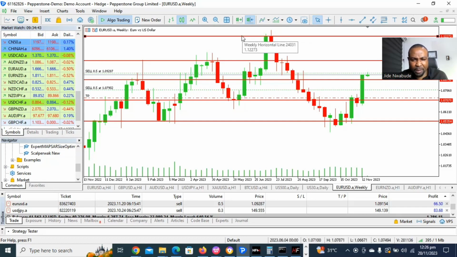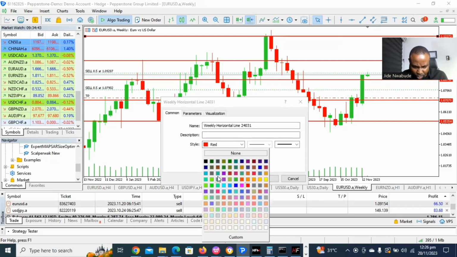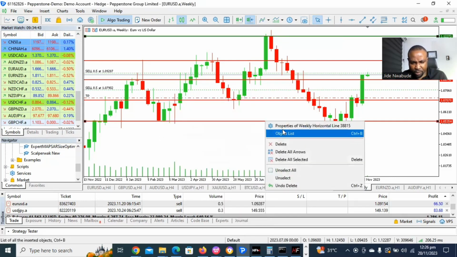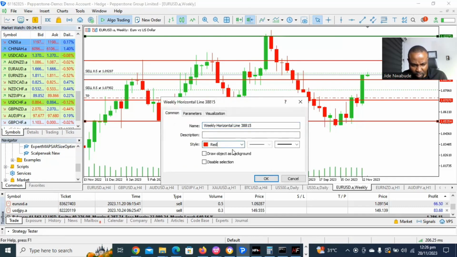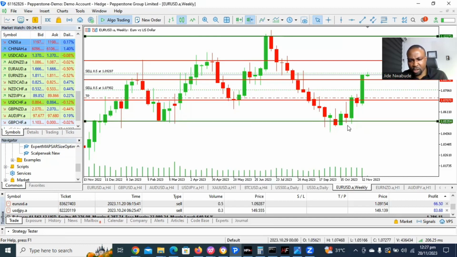Maybe I should color them, give them a separate color. Let me use a separate color. I use green. And then here I use green too. So those two regions, these two supports and resistance are the strongest. Yes, price has broken here, has broken here, has broken here. It doesn't mean this is in a weekly time frame. So I am looking at it.